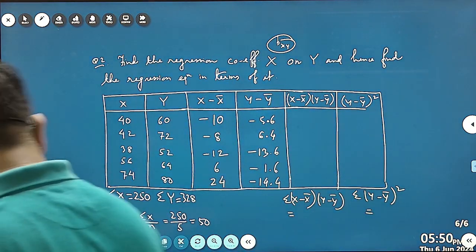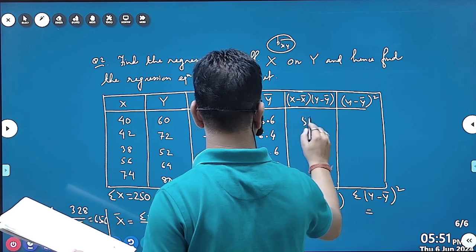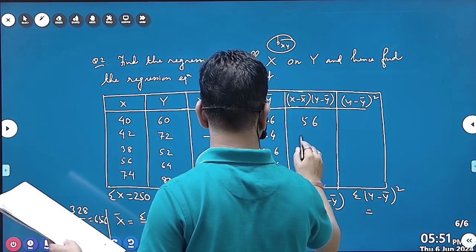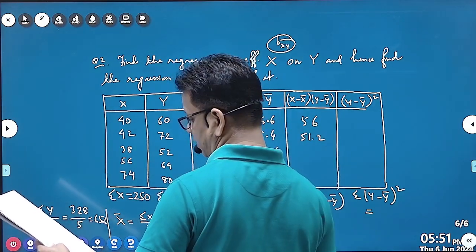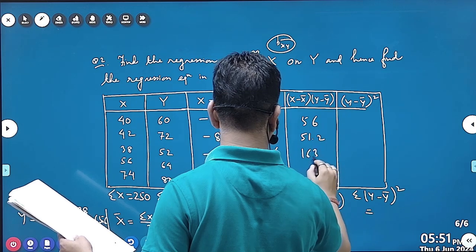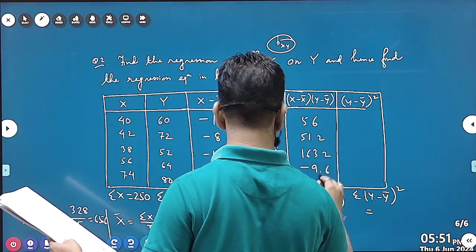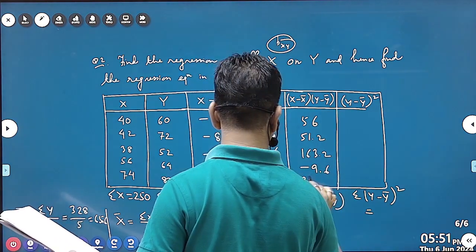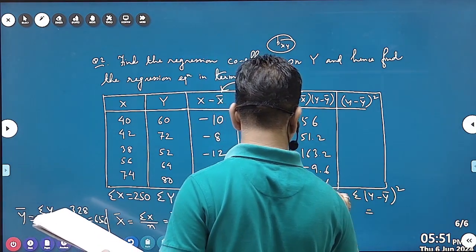So I'm writing his answers. He got it here. I didn't do it. So this is 56. Check it. 56. This is 51.2. These two are multiplied, right? And then this is 163.2. Okay. Minus 9.6. And this is 345.6. So this is the product of these two.